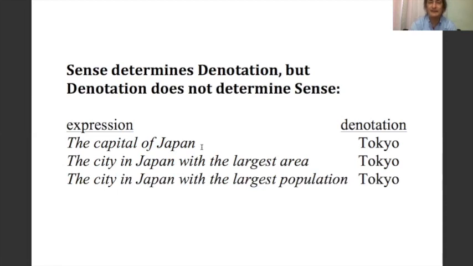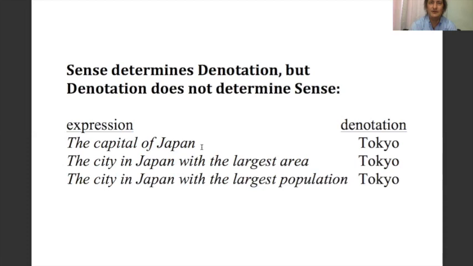We have three different expressions. The capital of Japan, the city in Japan with the largest area, the city in Japan with the largest population. As it turns out, these three expressions all pick out the same place, namely Tokyo. But they seem to pick it out in different ways.